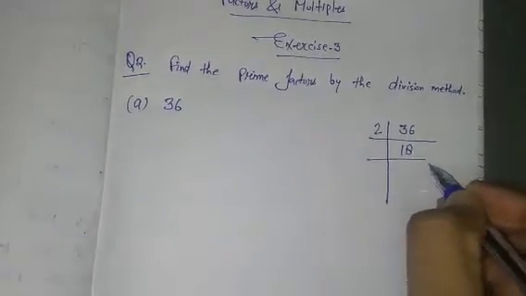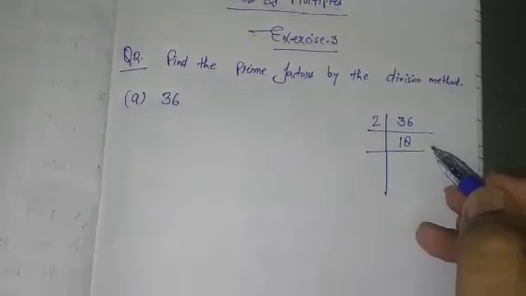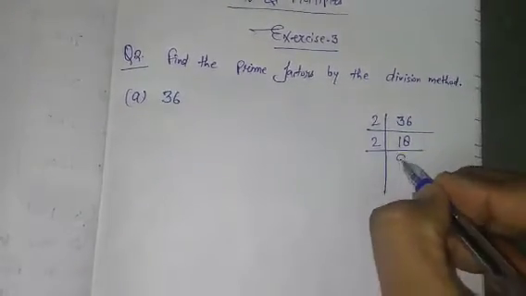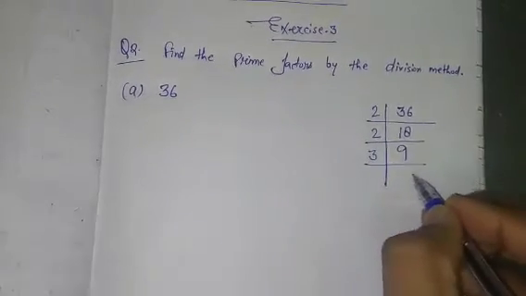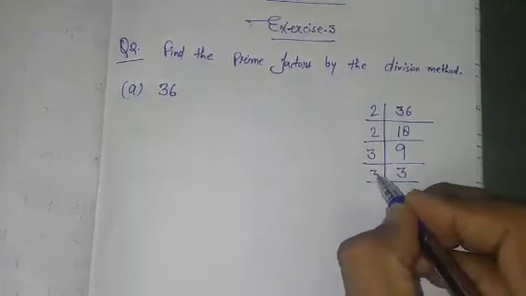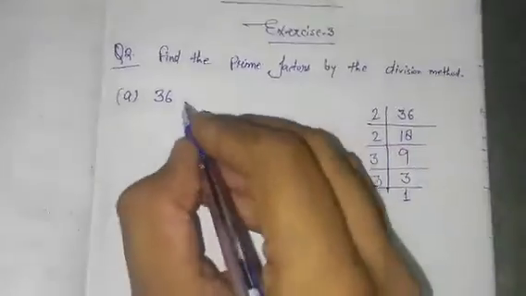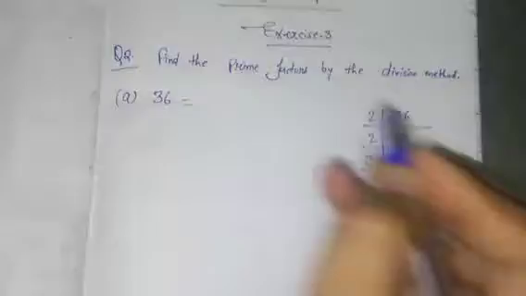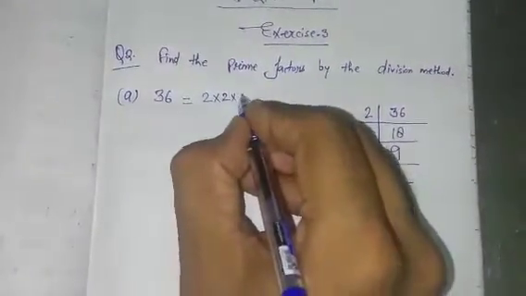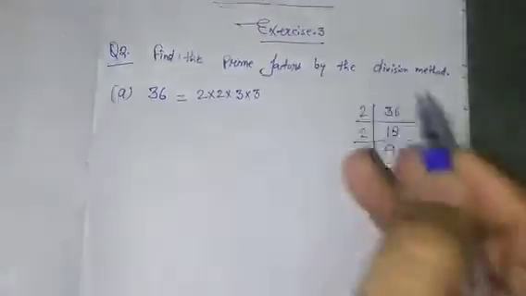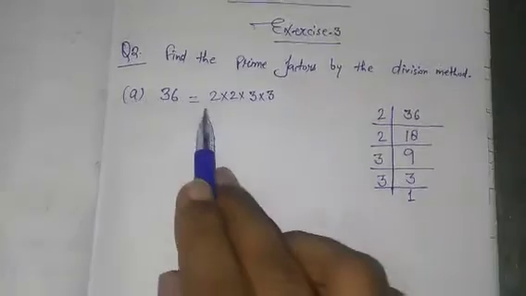Then after that, the same thing: 18 will be divided by what? You have to look for the smallest prime factor, so let us find out that 2 9s are 18. Then 9 will be divisible by 3. Then 3 3s are 9, then 3 1s are 3. So here you have found the prime factors. On the basis of the division method, 36 is equal to 2 into 2 into 3 into 3. So those are the prime factors, and we have found them with the help of the division method. Clear?